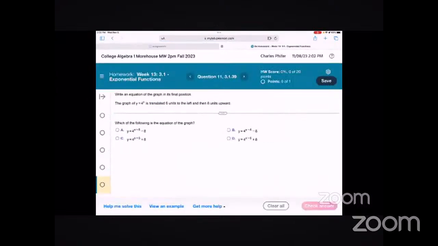It says the graph of this is translated 6 units left and 8 units up, right? So we have an exponential function. If we're going to go left, that means our manipulation needs to be on the inside of our base function. So that means we need to do +6 on the inside. So it has to be either A or C, and then 8 units up, so it has to be C.